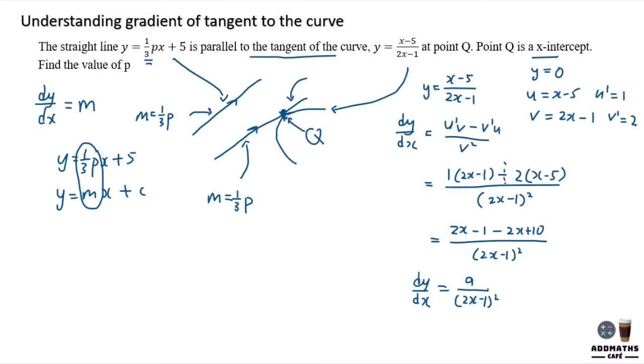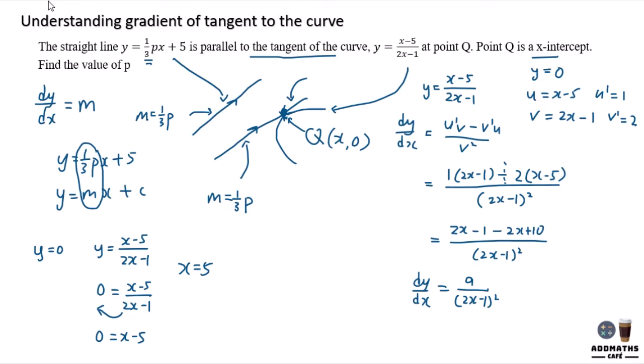So to find this gradient, I need to substitute the x value. But in this question, they say that it passes through the point Q, so you have the y value, but you do not have the x value. So what you do now is find the x value. So y equals 0. So y equals (x minus 5) over (2x minus 1). Make this 0, bring the denominator up, and you will have 0 equals x minus 5, so x will equal 5.